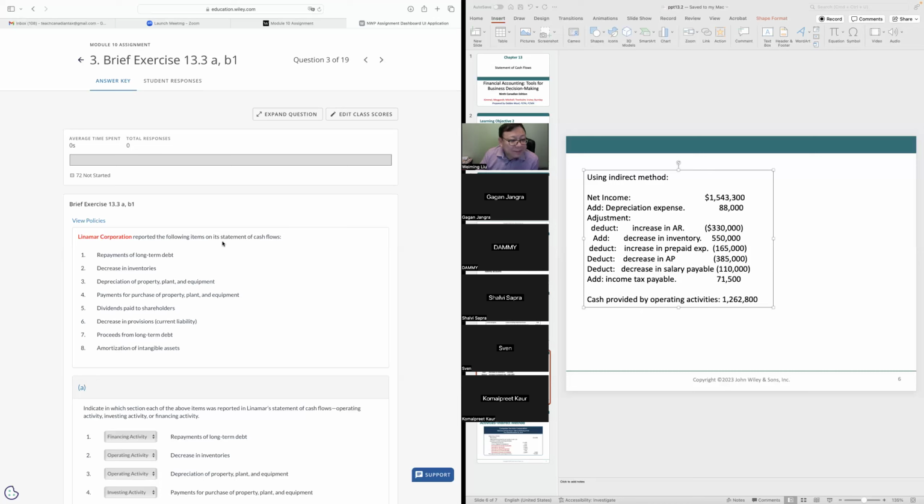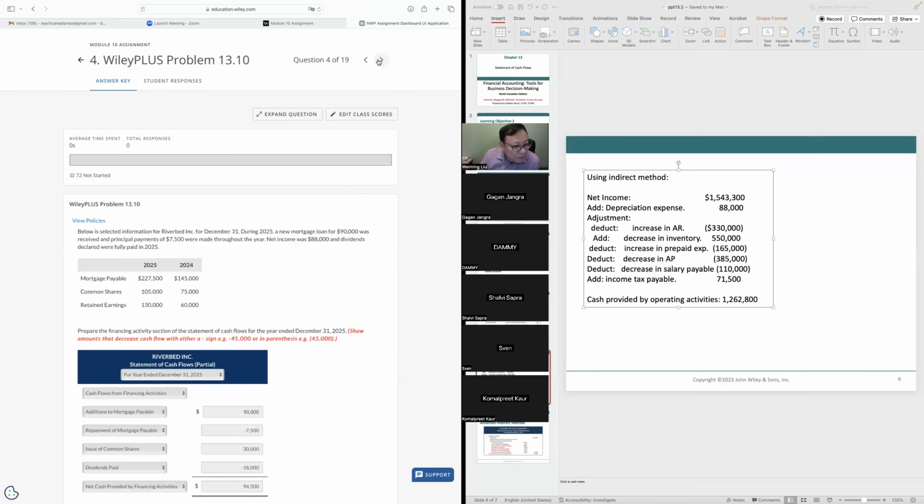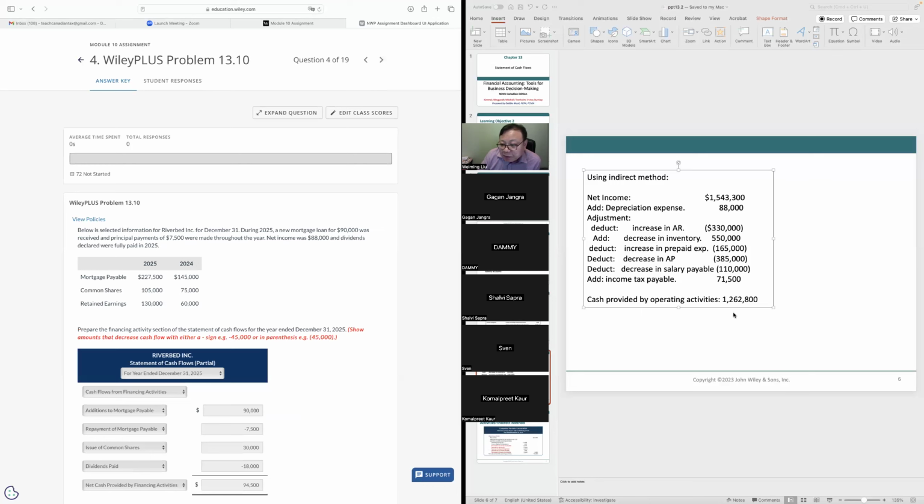Okay, so that's good. Boy, we're gonna finish this assignment together. So this one is preparing financing activity, right? Financing activity. So I'm going to use this part. So preparing the financing activity.